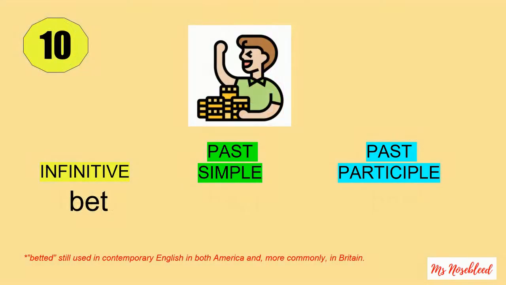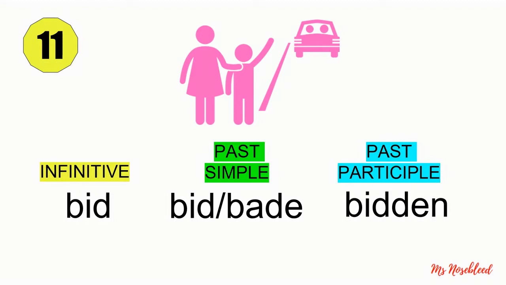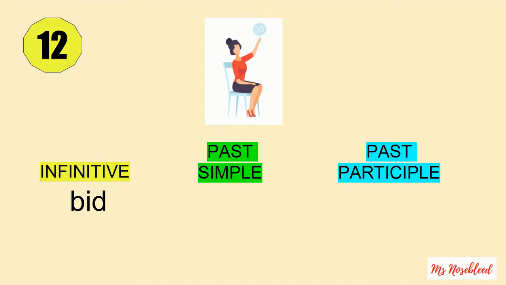Number 10. Bet. Bet. And again, bet. Good. Number 11. Bid. To bid goodbye. Past simple. Bid or bade. And the past participle? Bidden. All right. Good. Number 12. Bid. To bid, like, if you're buying something and you're bidding. Bid again. Bid. Okay, good.